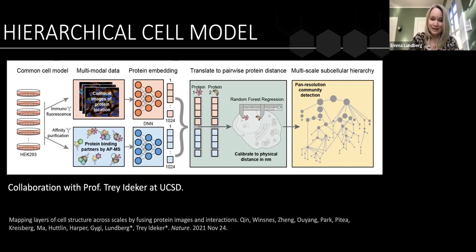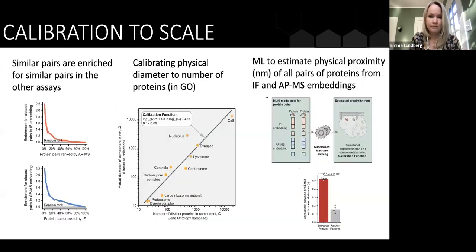We can calibrate it to physical distances in nanometers, which is kind of cool. And then we can build this type of multi-scale hierarchy of the cell. And you can see this is kind of like the cell structure ontology from Gene Ontology, for example, but a purely data-driven such ontology.